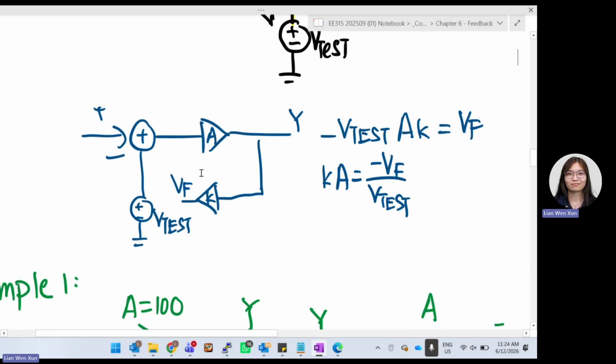Similarly, I say you can break anywhere you like. So I don't want to break at the front part of my feedback. I break at the back part of my feedback. I test and see whether it is still the same thing. So over here, it is your V-test. Go in, it will be negative V-test. So negative V-test times A times K will be your VF. So similarly, negative VF over V-test, you move down, it is still equal to Ka. So that's how you find your loop gain.